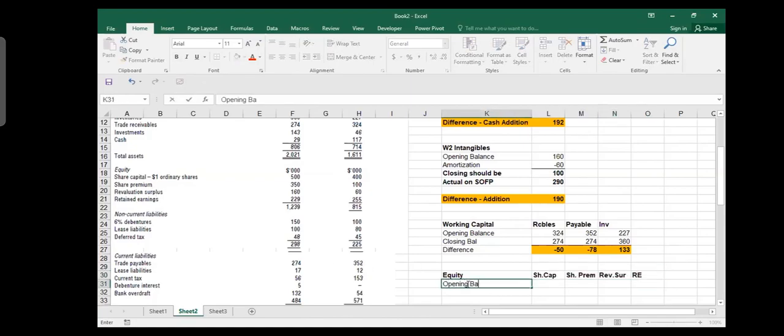And you have your opening balance. Share capital opening balance is 400. Share premium opening balance is 100. Revaluation reserve was 60, and retained earnings were 255. So this was your total equity. Let's check it: 815. Yes, it matches with here, 815.